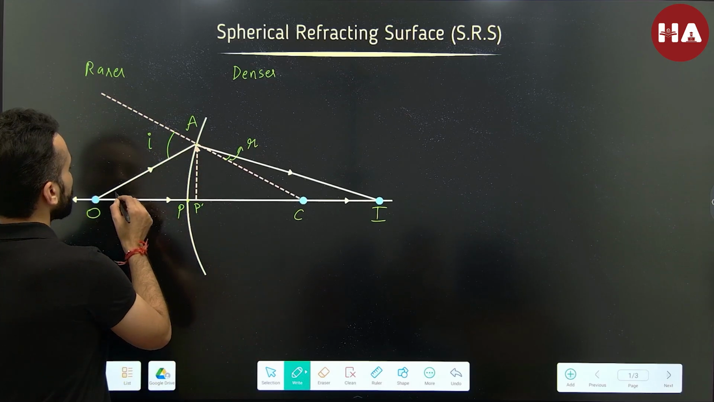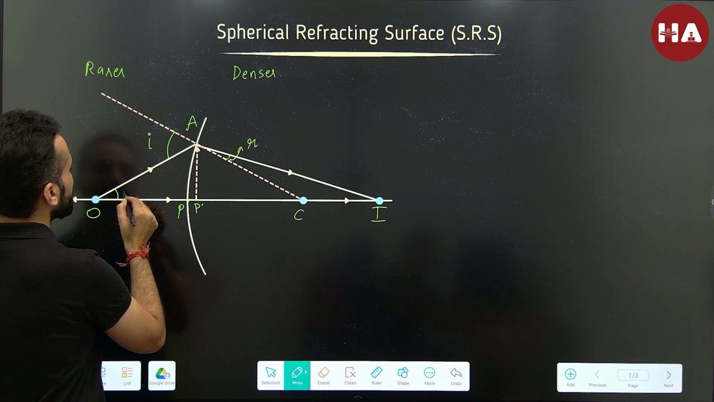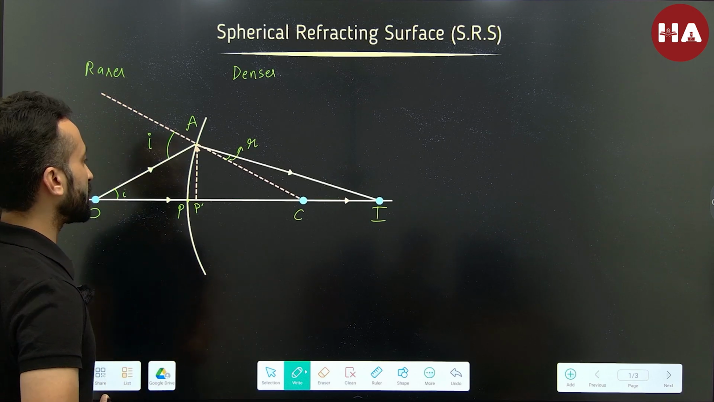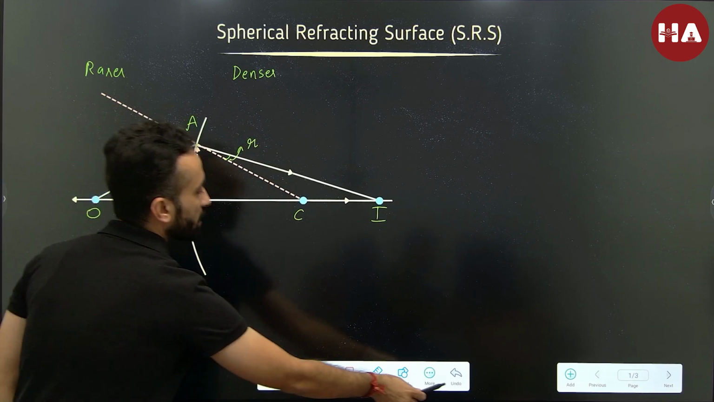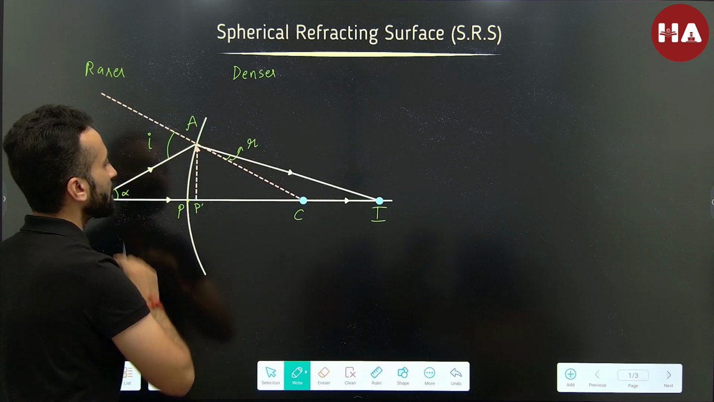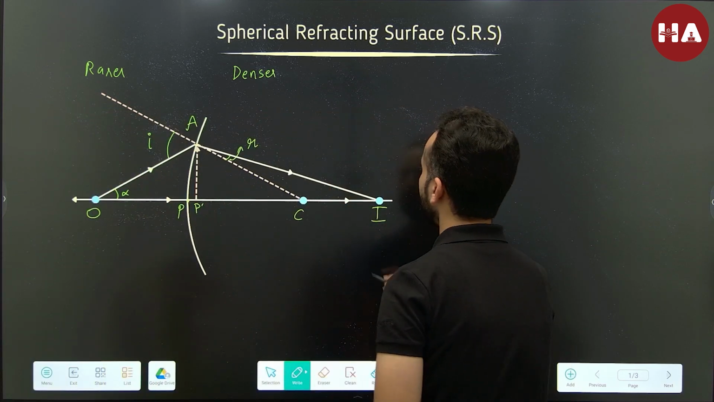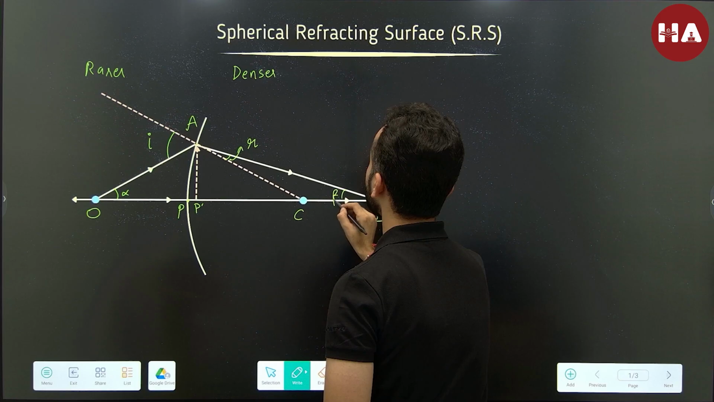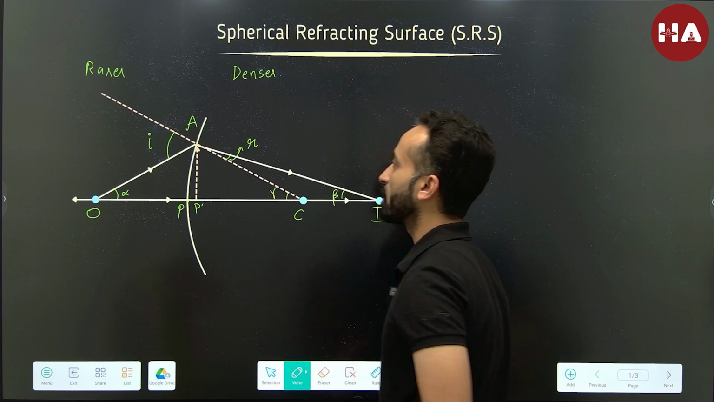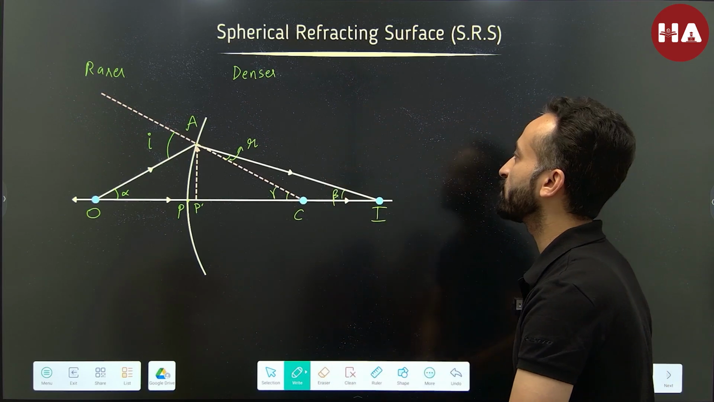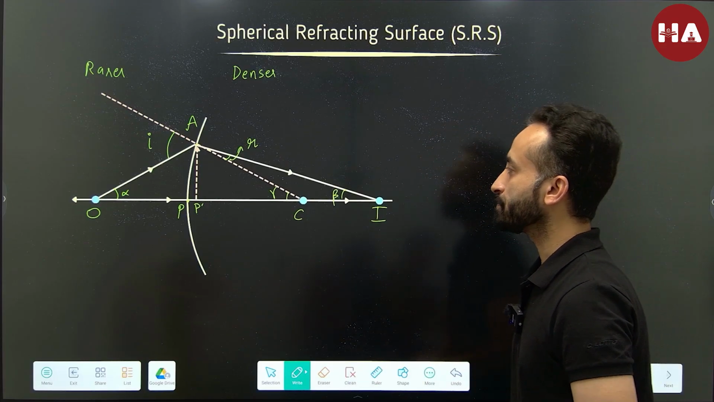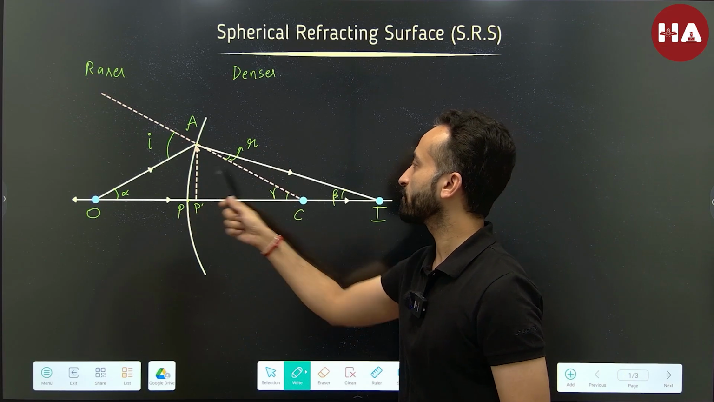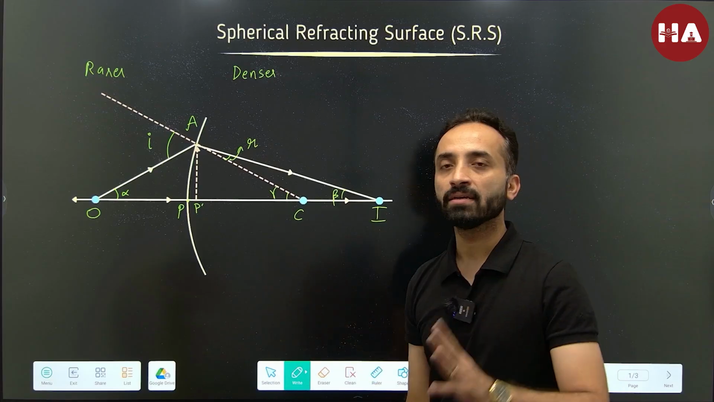Alright, so now let's call this angle alpha, similarly this angle beta and this angle gamma. So now we are in a state to derive this SRS, that is the spherical refracting surface. So I and r, alpha, beta and gamma.